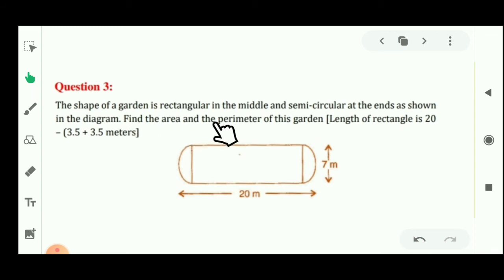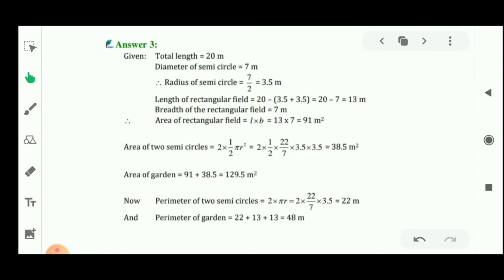Let's see the question number 3. The shape of a garden is rectangular in the middle. You can see this is the rectangular shape, and semicircular at the ends as shown in the diagram. You can see this is the semicircle and also this is the semicircle. Find the area and the perimeter of the garden. The length of the rectangle is given in the question, 20 minus 3.5 minus 3.5 meter. Let's see the solution of the given question.